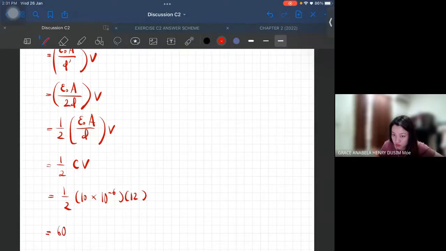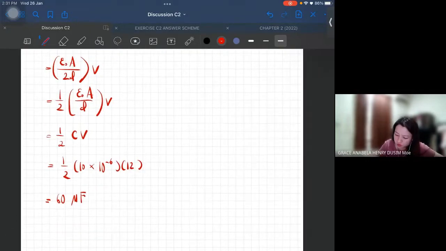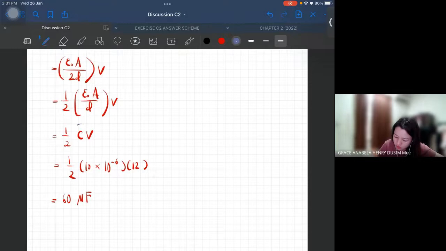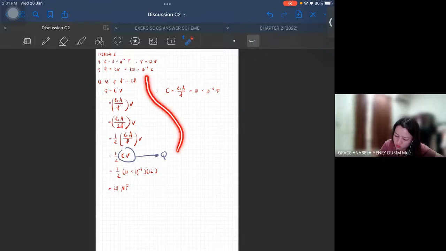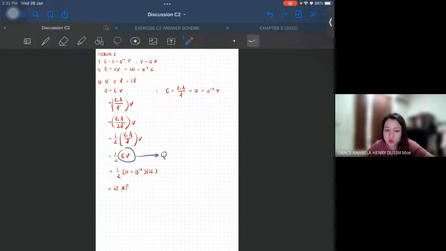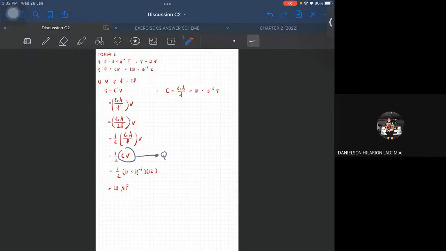Which is equal to 60 microfarad. Basically, this is also related to the Q we calculated just now, which is 120. Okay. Is question B clear? Yes, Miss. Okay.